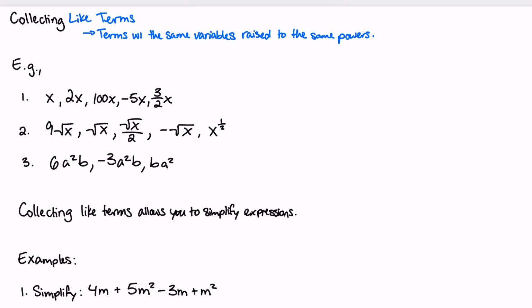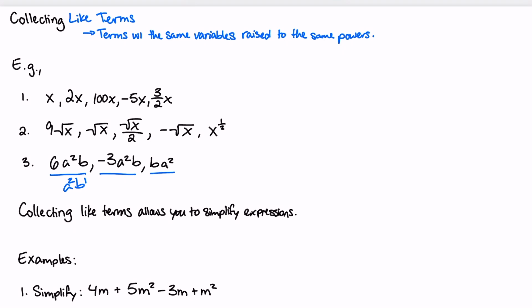And in our third example, we have 6a squared b, negative 3a squared b, and b times a squared. So remember, like terms have the same variables raised to the same power. So 6a squared b and negative 3a squared b are like terms because they both have the same variables, a and b, and they're raised to the same power. So the a is raised to the power of 2 and the b is raised to the power of 1.